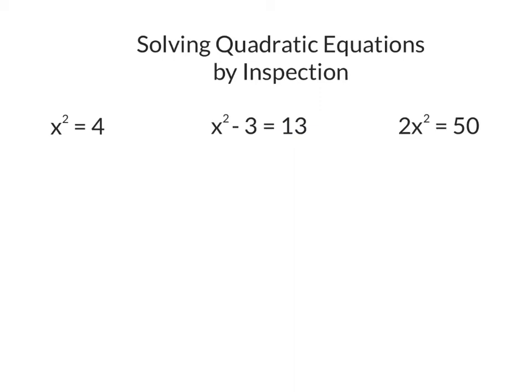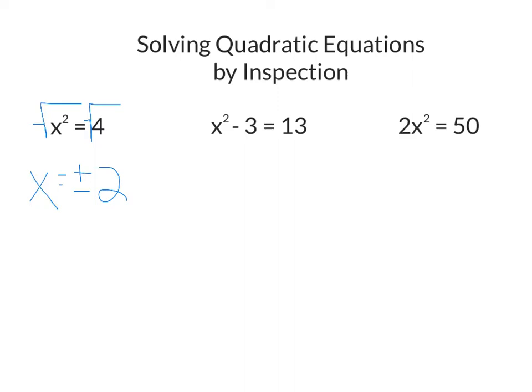Looking at my first example, x squared equals 4. The inverse of a square is the square root. So I'm going to take the square root of both sides of my equation. The square root of 4 is 2. But the square root of 4 is also negative 2. So we say x is equal to plus or minus 2.